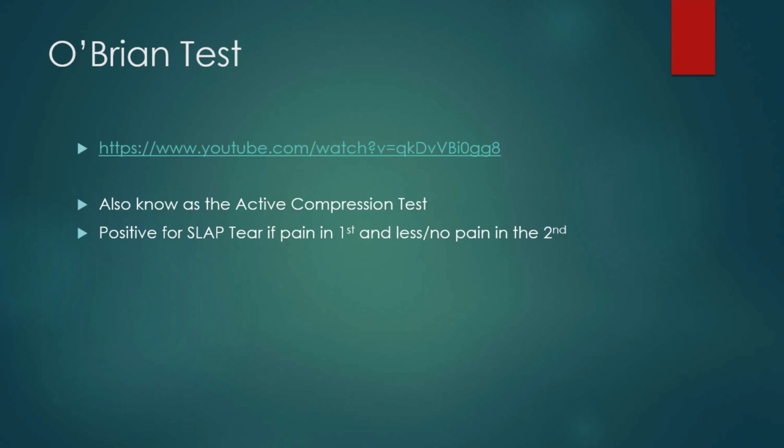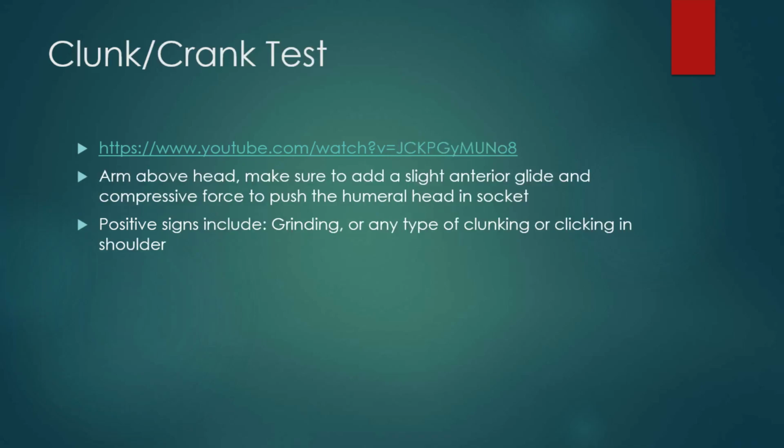There are a few different tests. None of them hold a lot of clinical value, but there are a few tests that have been proven to maybe show us that a labrum may be torn. One is the O'Brien test. I will put the links below so you can watch them later. This one is also called the active compression test. What you're looking for here is when they go from position 1 to position 2, you want to see a lessening of the pain or no pain at all. And that's going to be a positive sign.